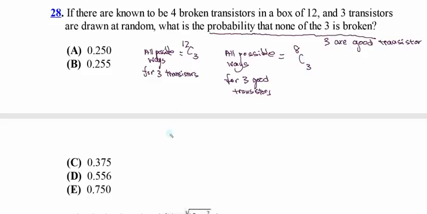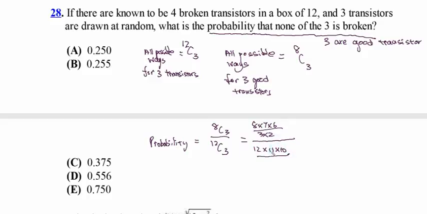Okay, so in other words, the probability would be equal to this, from all the possible without considering the restriction. So it's 12 C3, this is 8 C3. Okay, so 8 times 7 times 6 over 3 times 2. Now then you have 12 C3, so it's 12 times 11 times 10 over.